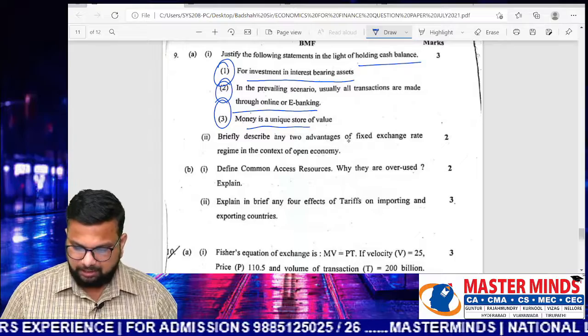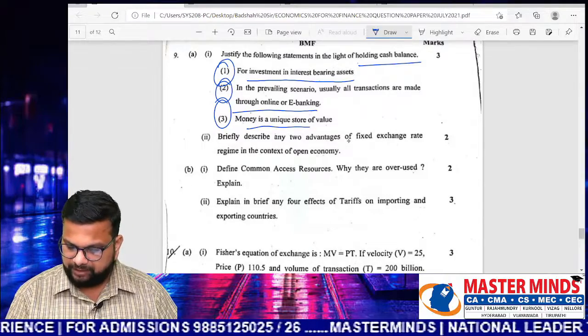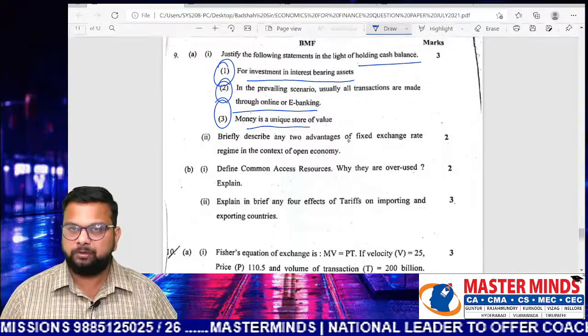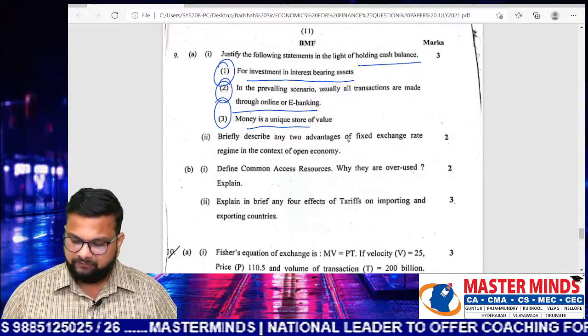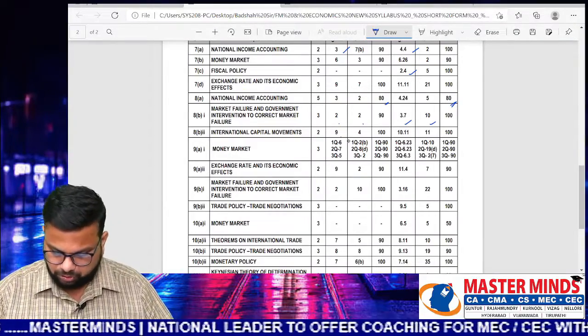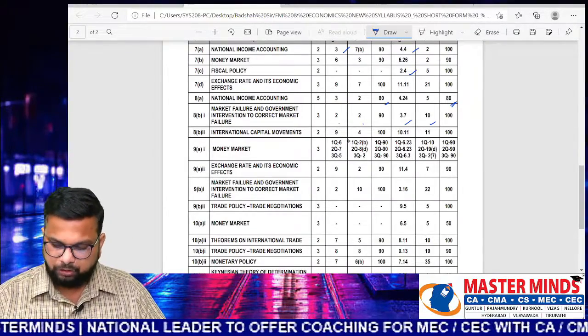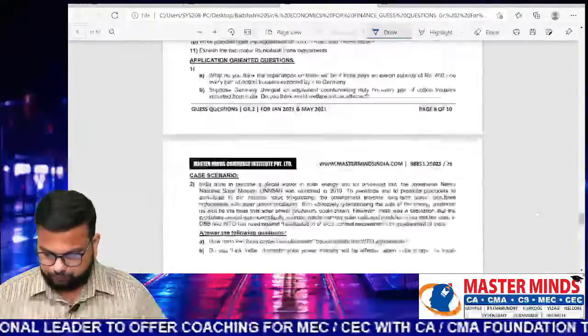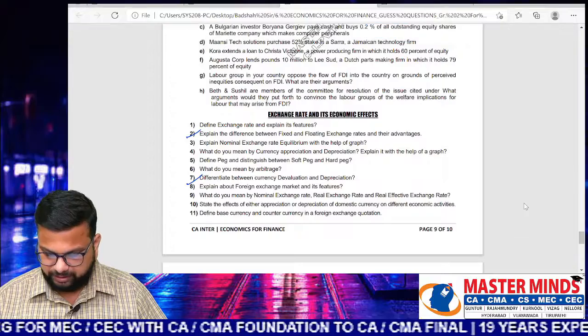Next, 9A2. Briefly describe any 2 advantages of fixed exchange rate regime in the context of open economy. When it comes to open economy, what type of advantages do we have when we follow a fixed exchange rate regime, Nana? Let us see whether this question is covered or not. This question is covered in our guest questions, page number 9, question number 2: explain the difference between fixed and floating rate and their advantages.